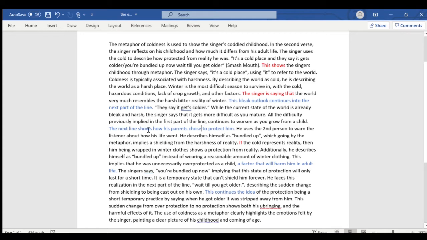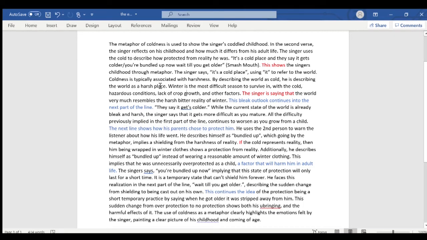This next line shows how his parents choose to protect him. So as you can see, line 1 and line 2 show different ideas. They're still related and I can still connect them easily, but they're slightly different. So the next line shows how his parents choose to protect him.